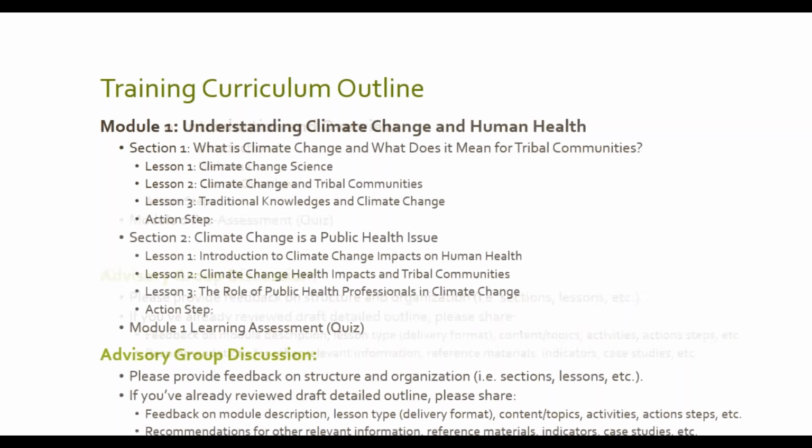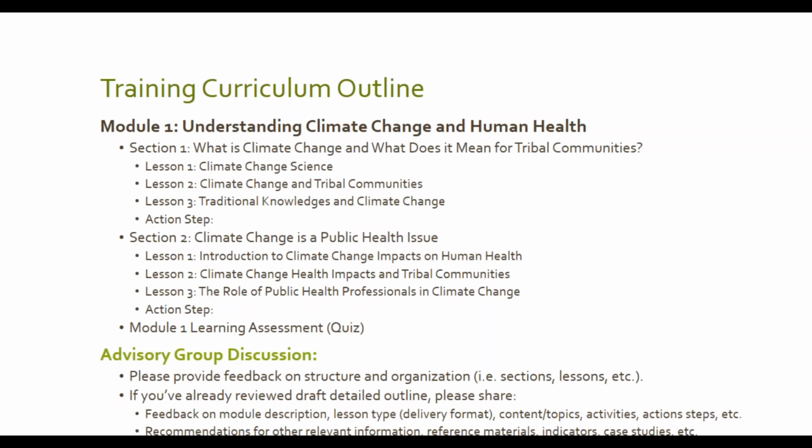Well, thank you. So we're moving on to Module 1. This module is on understanding climate change and human health. And so really the idea here is to provide a basic primer on the link between climate change and human health, including climate change science and traditional knowledges and the role of public health professionals. And so section 1 is what is climate change and what does it mean for tribal communities? There are 3 lessons under that section. The first is climate change science.